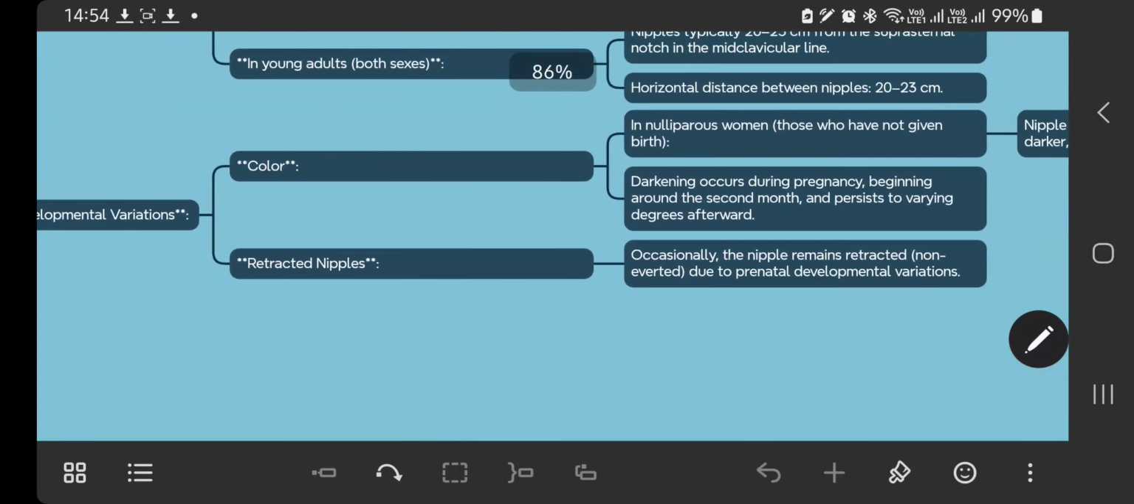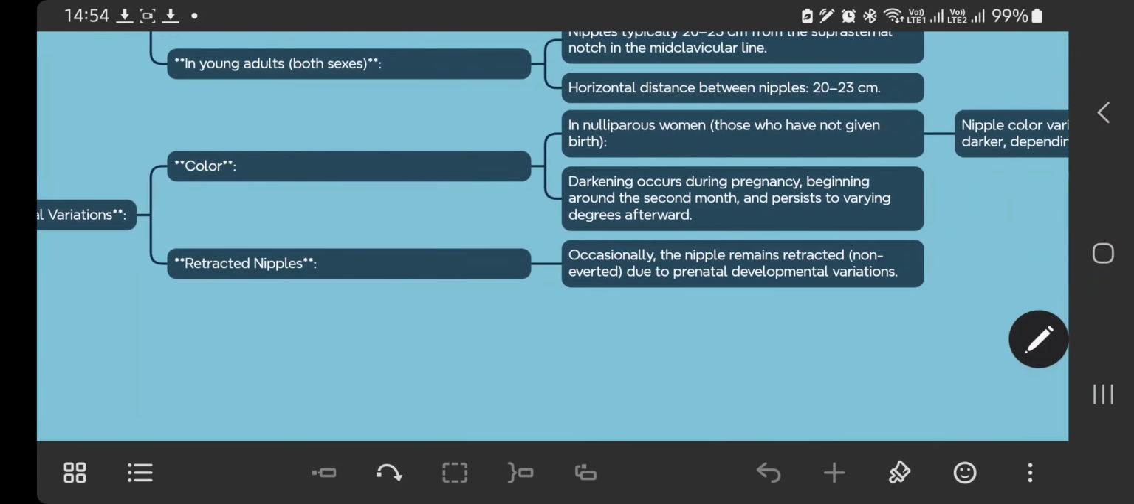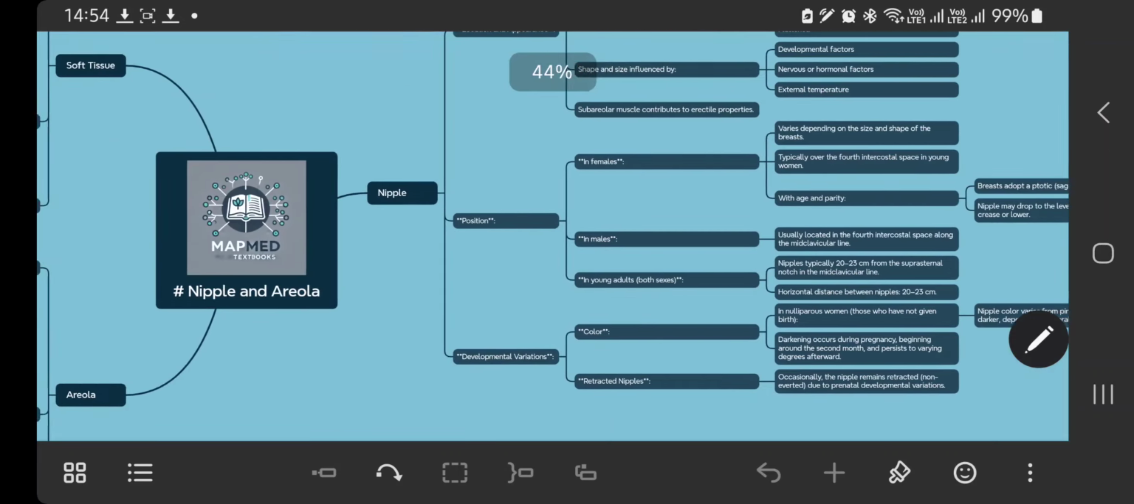And what about the retracted nipples? Occasionally, the nipple remains retracted due to prenatal developmental variations. So what will happen due to this? There will be feeding difficulties.